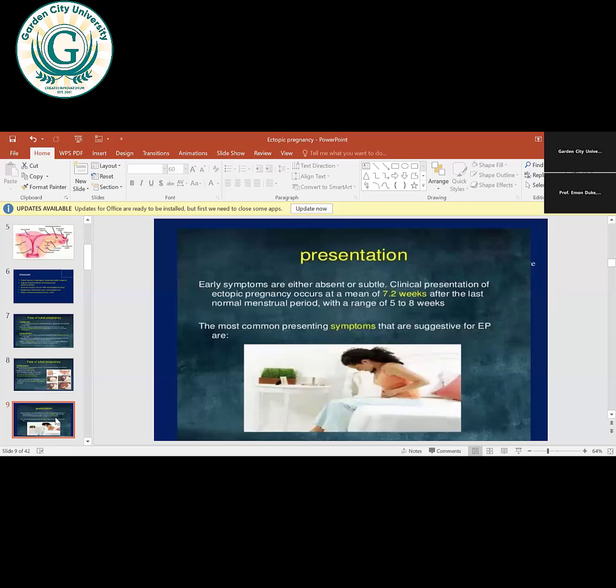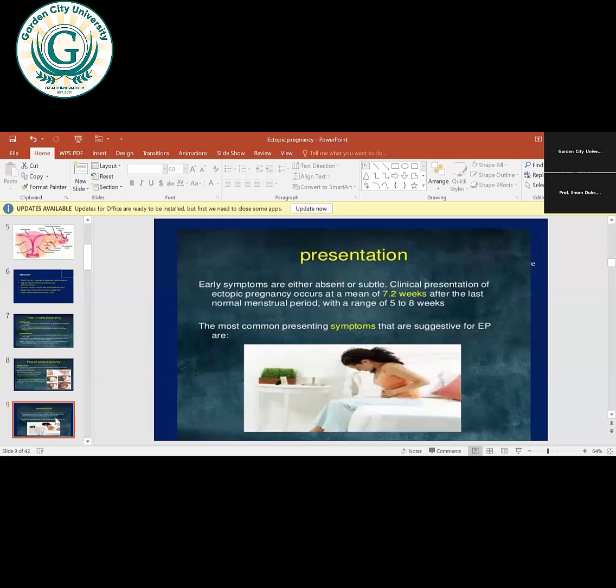Early symptoms are either absent or subtle. Clinical presentation of ectopic pregnancy occurs at a mean of 7.2 weeks after the last normal menstrual period. So you see that around the 7 weeks, from 5 weeks, they begin to manifest. She may begin to have, of course, amenorrhea. The signs of ectopic are not always manifest suddenly.